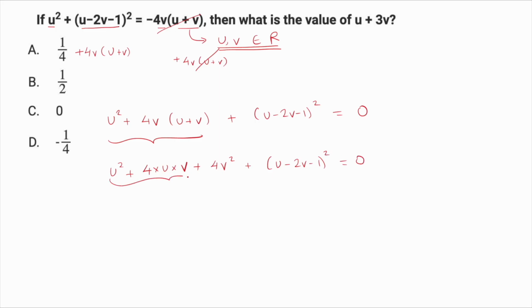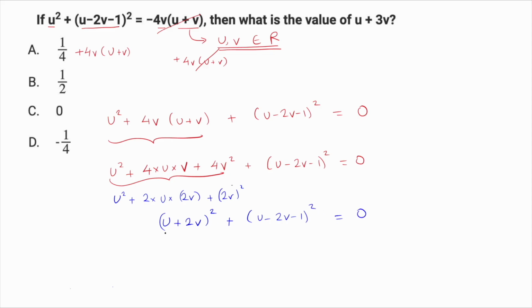Now, this entire thing is actually u square plus 2 into u into 2v plus 2v the whole square, right? This exactly resembles your a square plus 2ab plus b square, and that's the expansion of a plus b the whole square. So this entire expression is nothing but u plus 2v the whole square plus the second part is also u minus 2v minus 1 the whole square, and this is equal to 0.